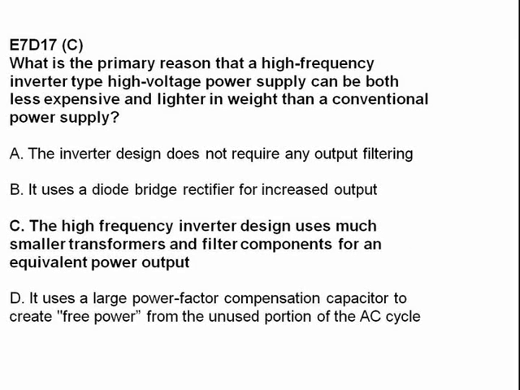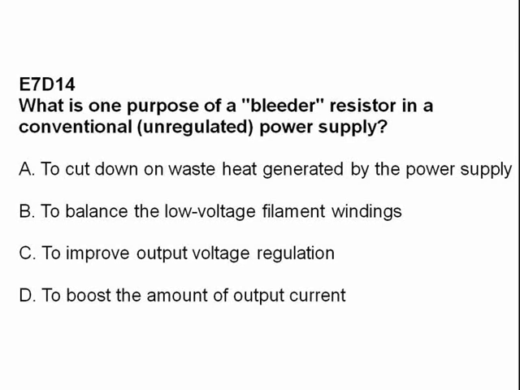Answer C. The high-frequency inverter design uses much smaller transformers and filter capacitors for an equivalent power output. What is one purpose of a bleeder resistor in a conventional unregulated power supply? A. To cut down on waste heat generated by the power supply. B. To balance the low voltage filament windings. C. To improve output voltage regulation. D. To boost the amount of output current. Answer C. To improve output voltage regulation.